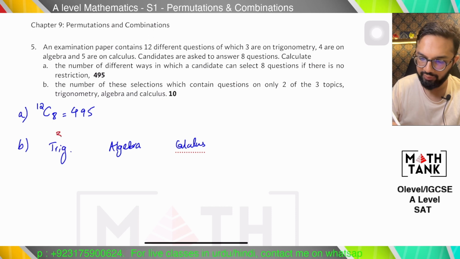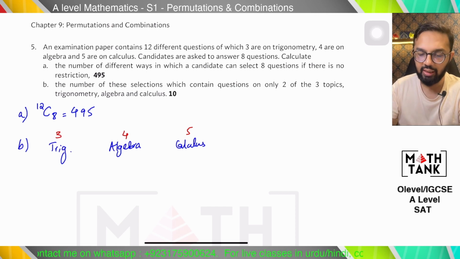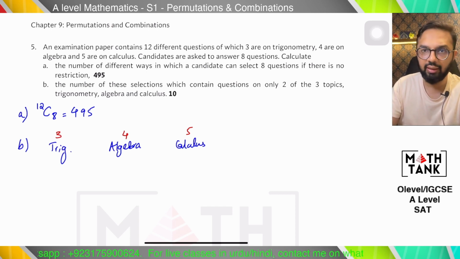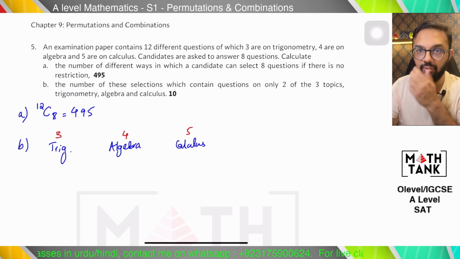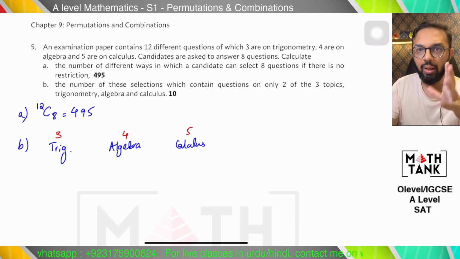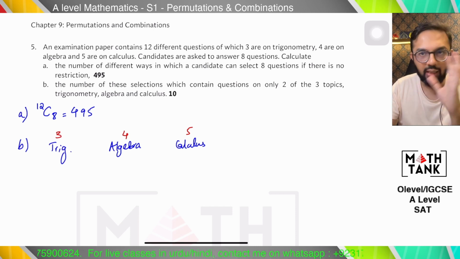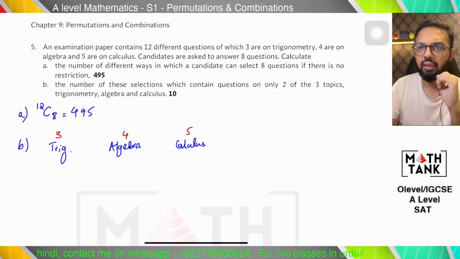Okay, I have a total of 3 trig, 4 on algebra, and 5 on calculus. Now I can select only 2 out of the 3 topics. So I can either do trig and algebra, or trig and calculus, or algebra and calculus. I also need to remember that I still need to select just 8 questions out of a total of 12 questions that are available to me, but in different categories now. I am fixed in those categories. I cannot change those categories now.